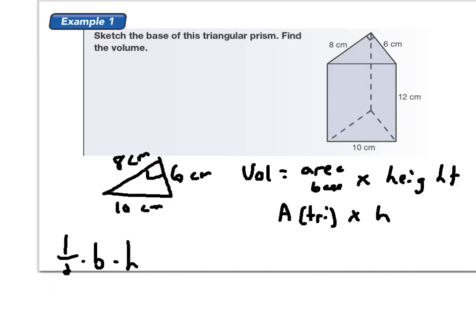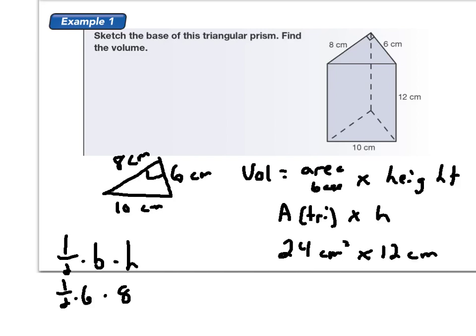So we're going to take 1/2 times the base 6 times the height, which is 8. Well, 1/2 of 6 is 3, and 3 times 8 is 24. So the area of the triangle is 24 centimeters squared. And we're going to multiply that by the height of the prism now. The height of the prism is right here. It is 12 centimeters tall.